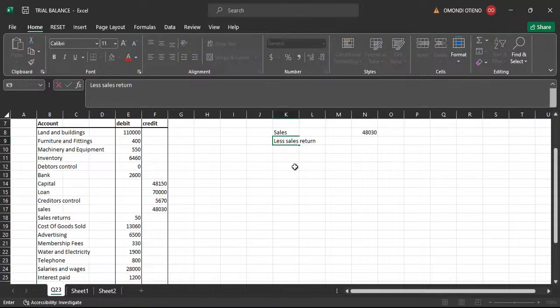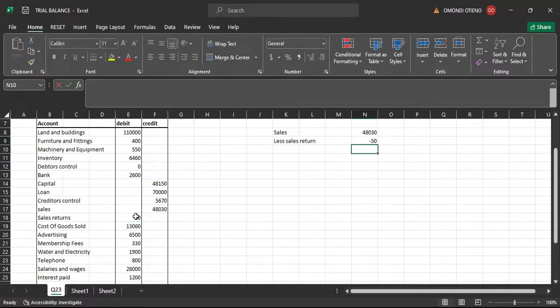return. Less sales return, which is equivalent to, if you look at this, we have 50, but this 50, remember, is a positive. Our statement is saying that we less sales return. So what are we going to do? Indicate equal and negative, then you refer to 50. It will give you negative 50.